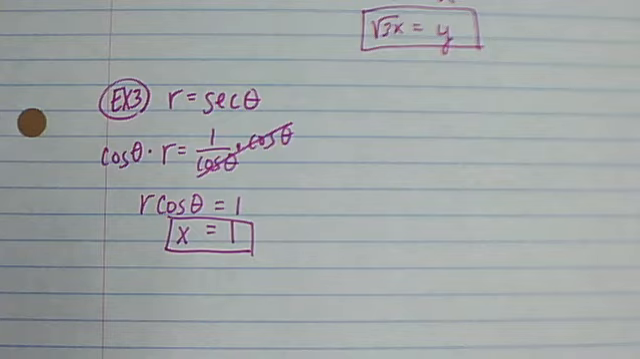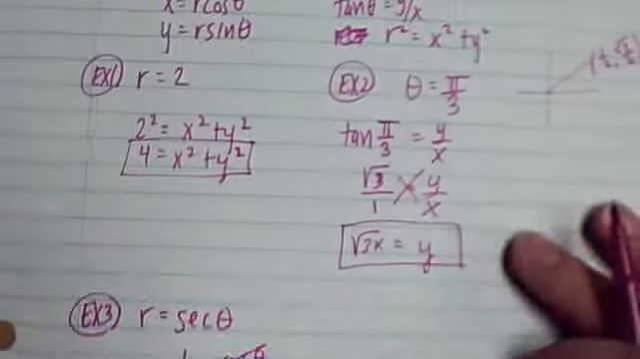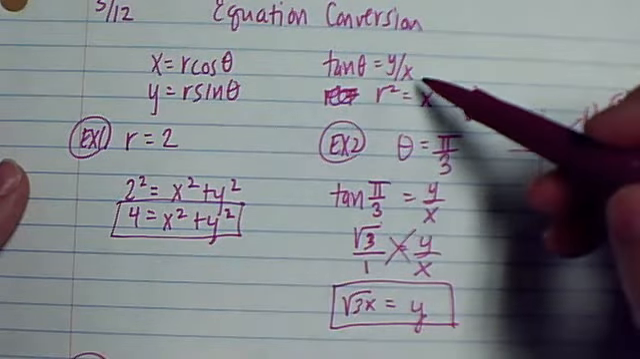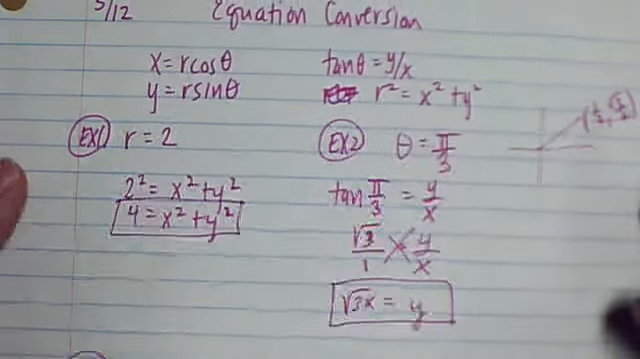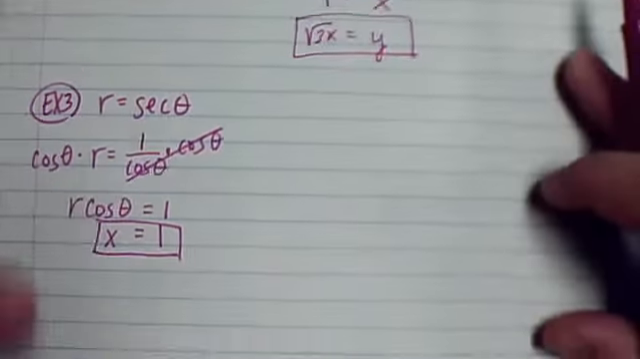There's your rectangular equation. So what you need to do is make sure you use the correct equation, which one has the information that you have the most about, and then go from there.